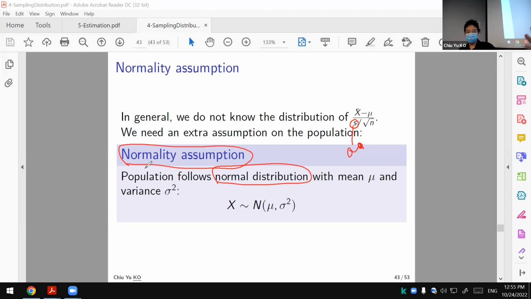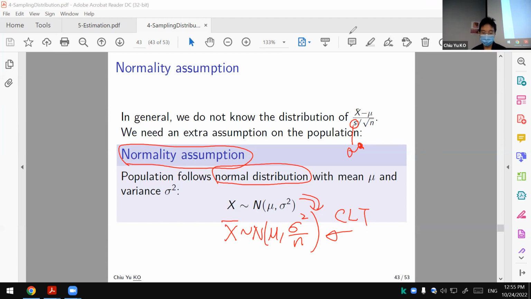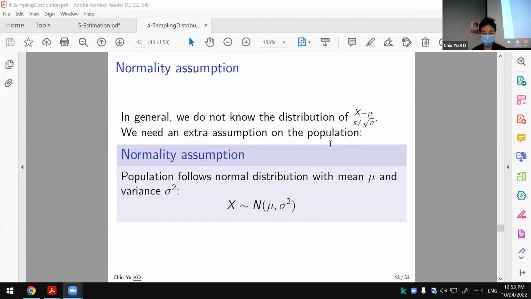Because if the population follows a normal distribution, that means the sample mean is also normal, right? This is all the same, because this implies this, okay? You can never check the population, but you can check the consequence of this assumption. Of course, if you use the central limit theorem, this is true, but that is guaranteed only under certain conditions. There you have to check whether it applies or not, okay?